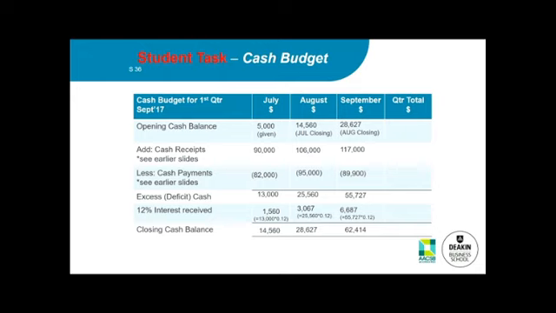So what if the question says the owner of the business withdraws $1,000 every month?